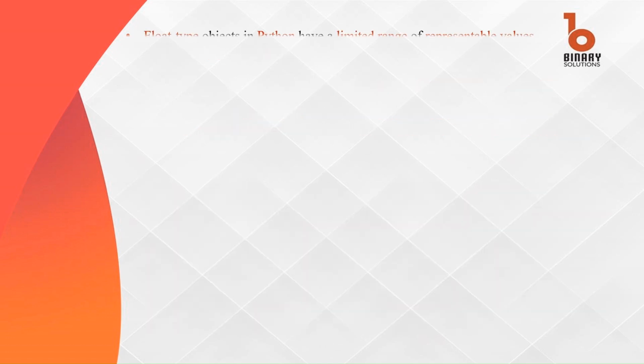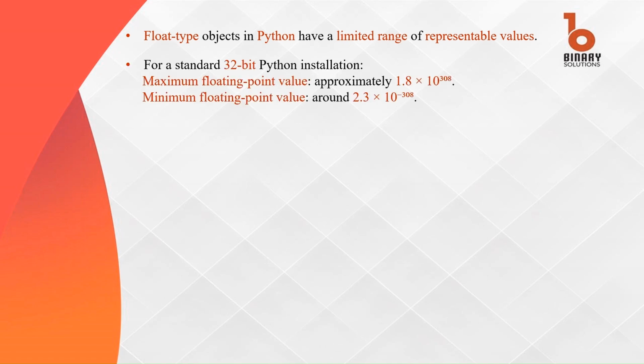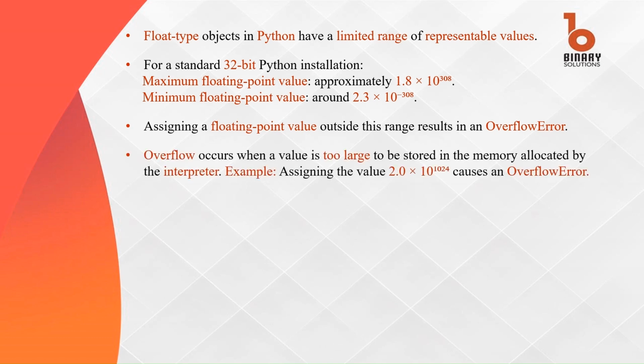Floating point objects in Python have a limited range of values they can represent. For a standard 32-bit installation, the maximum floating point value is approximately 1.8 x 10^308, while the minimum is around 2.3 x 10^-308. If you attempt to assign a floating point value outside this range, you'll encounter an overflow error. This error occurs when a value is too large to be stored in the memory allocated by the interpreter.